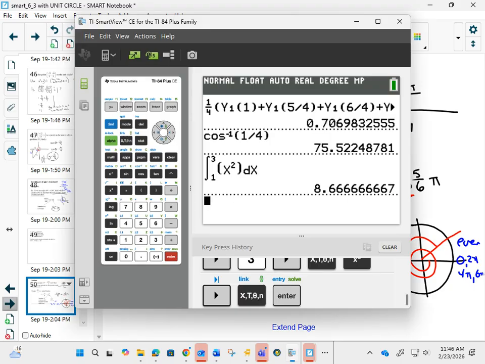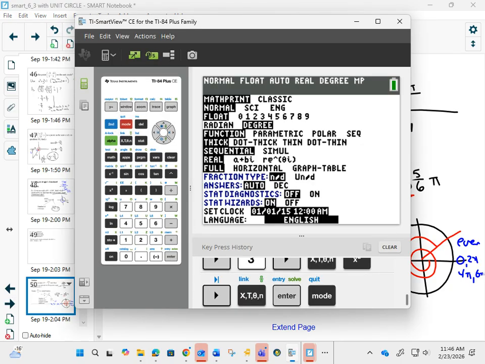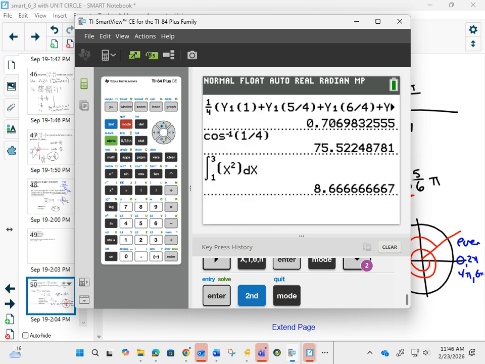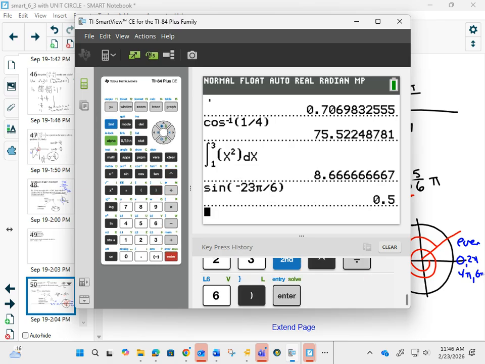We can go to our calculators, put our modes into radians, and type in sine of negative 23 pi divided by 6. And sure enough, we get 0.5. We can get all of that from our pi plate, coterminal angles, and knowing how to find out what quadrant something is in.